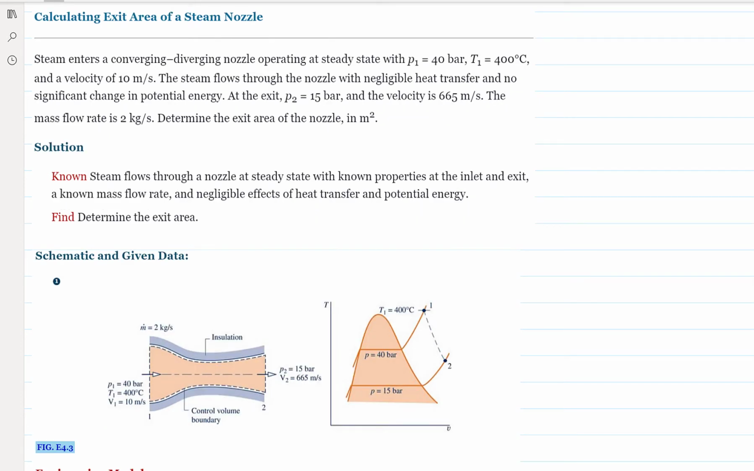So first, let's see what we know from the problem statement. At the inlet, pressure, temperature, and velocity are given. Steam entered the nozzle, so we know that it's in the superheated phase. At the exit, pressure and velocity are given. So we need one additional property to fix the state.